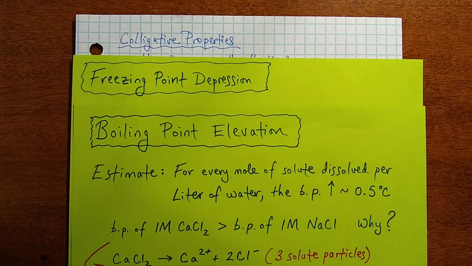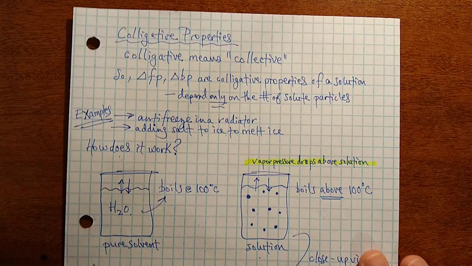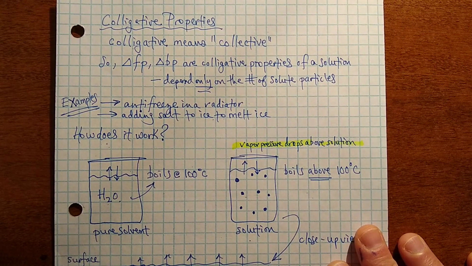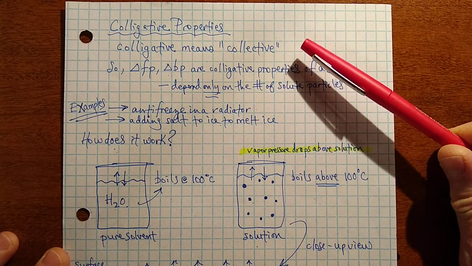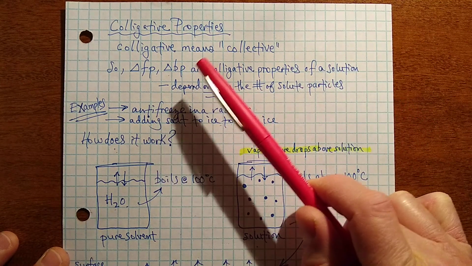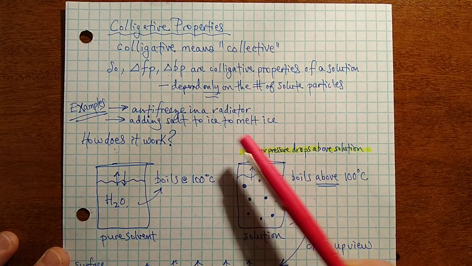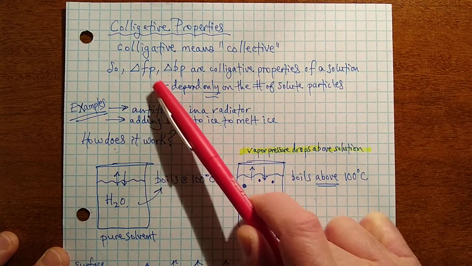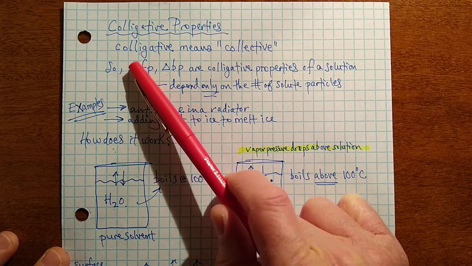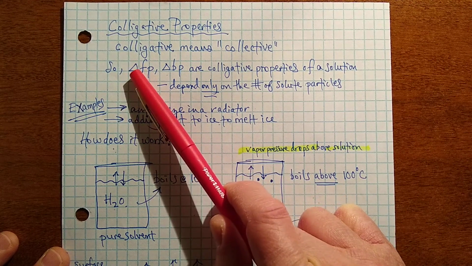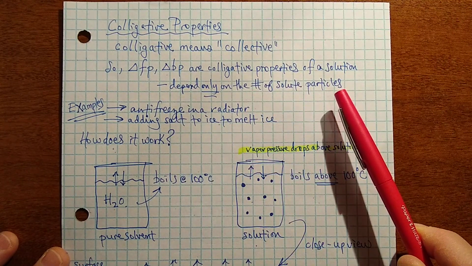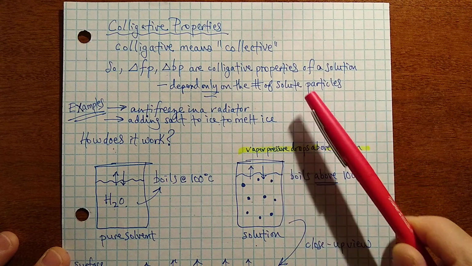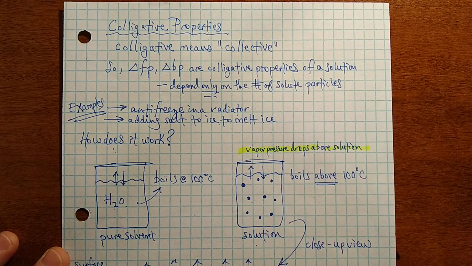So I want to go back and review with you a little bit what a colligative property is. These aren't my normal colorful notes here, but they're from another class, and I think they're pretty easy to read. A colligative property, as I said, means collective. Delta FP, freezing point depression, means change in freezing point. The change in freezing point and the change in boiling point are colligative properties of a solution. They depend only on how many solute particles are dissolved per unit volume.